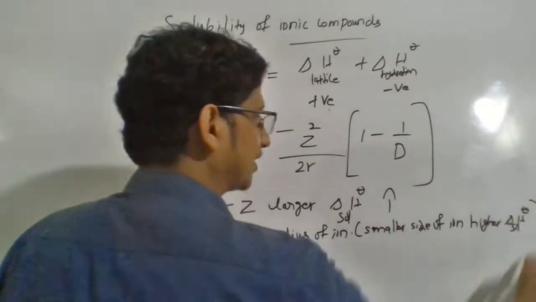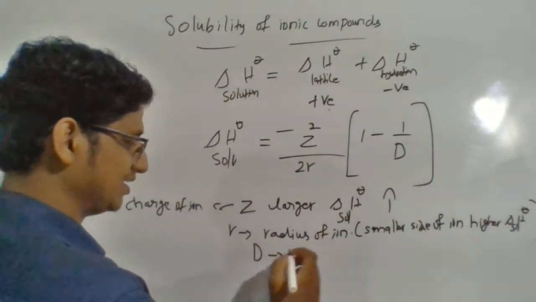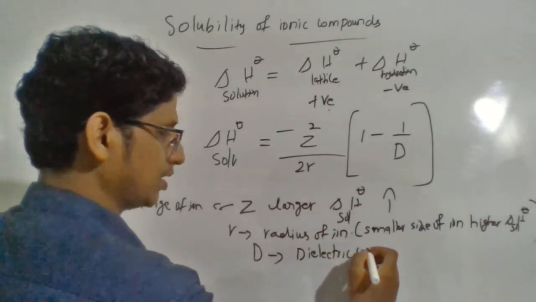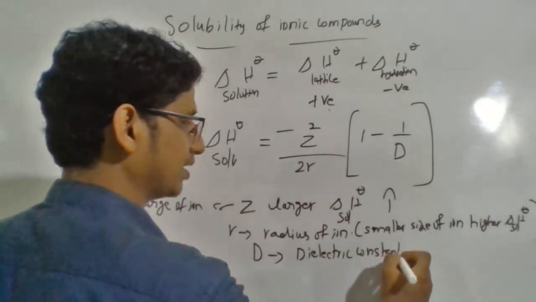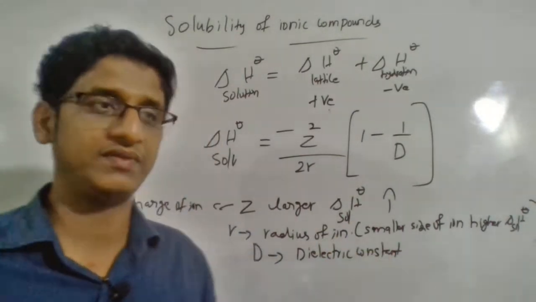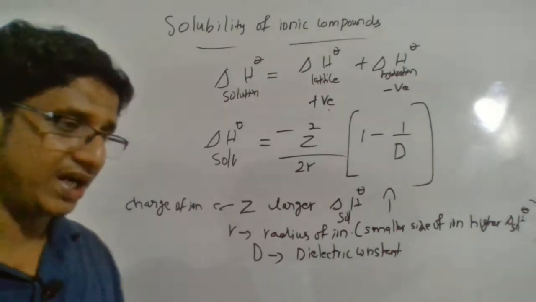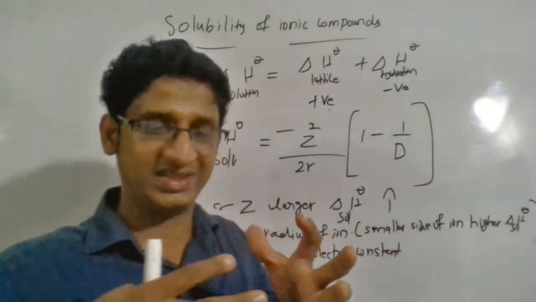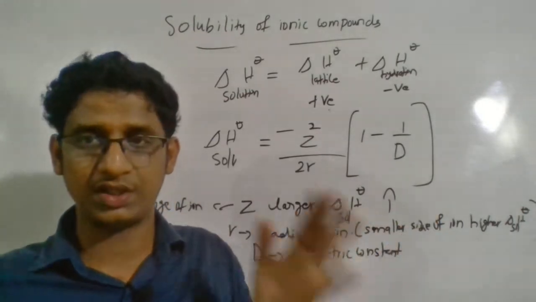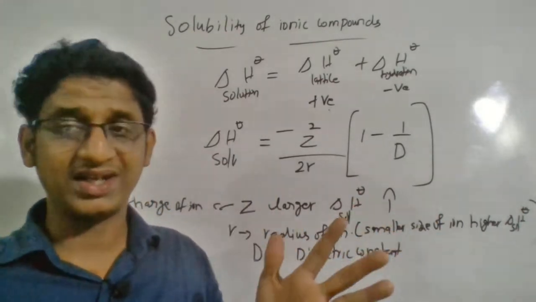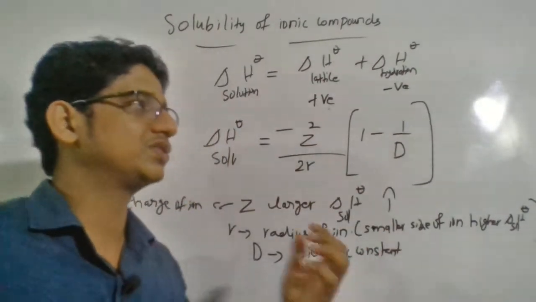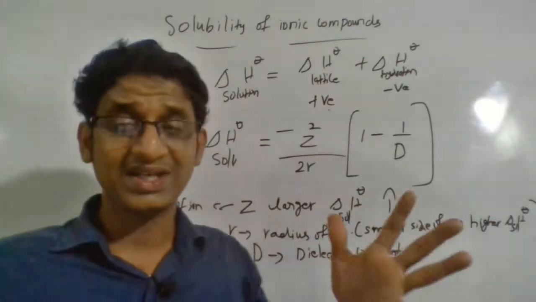So that's another factor. Then D, what is D? D is the dielectric constant. Higher the dielectric constant, higher the solvation enthalpy. Remember, water is one of the solvents which has a high dielectric constant. A higher dielectric constant always relates in chemistry to helping separate the ions. We want to separate the ions, right? So we want a solvent having a higher dielectric constant, so that ions are easily separated.